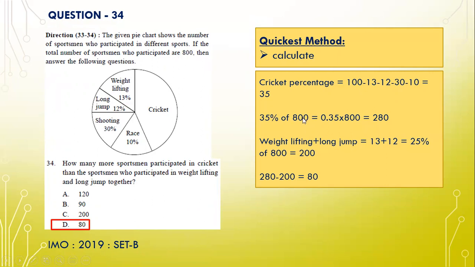35% of total is 800. 35% of 800 is 0.35 into 800, which is 280. And weightlifting and long jump, so 13 plus 12, 25%. 25% of 800 is 200. 0.25 into 800 is 200. So how much more in cricket? 280 minus 200 is 80.